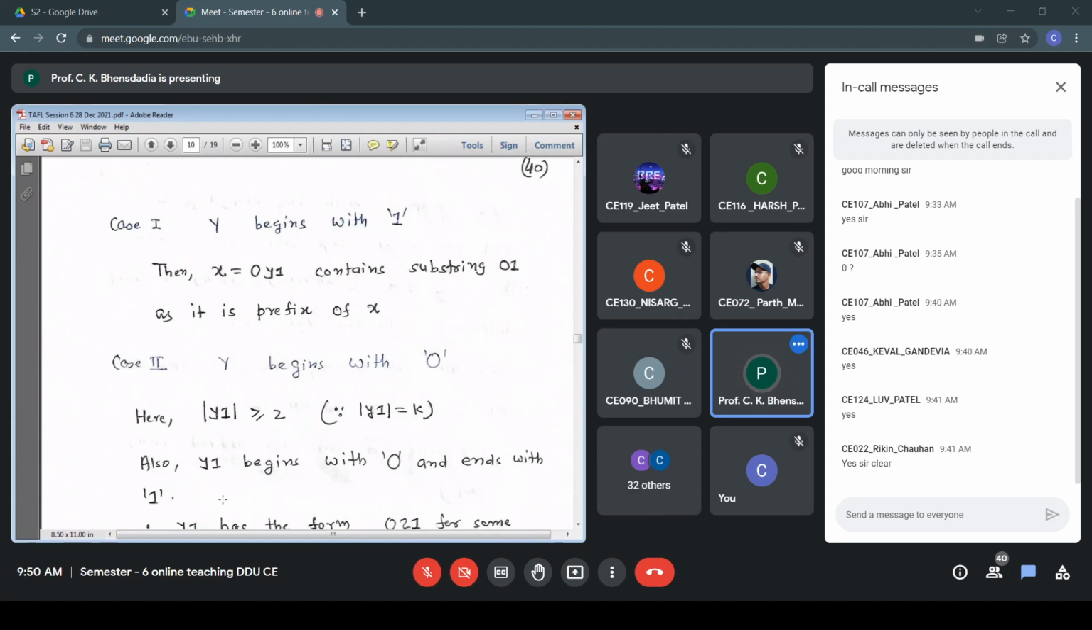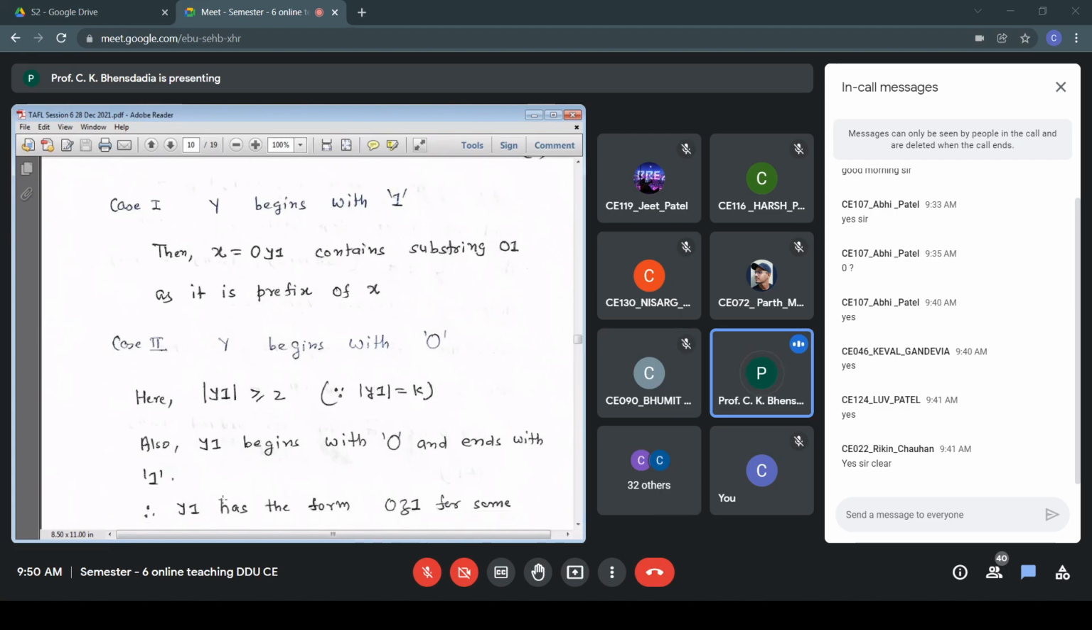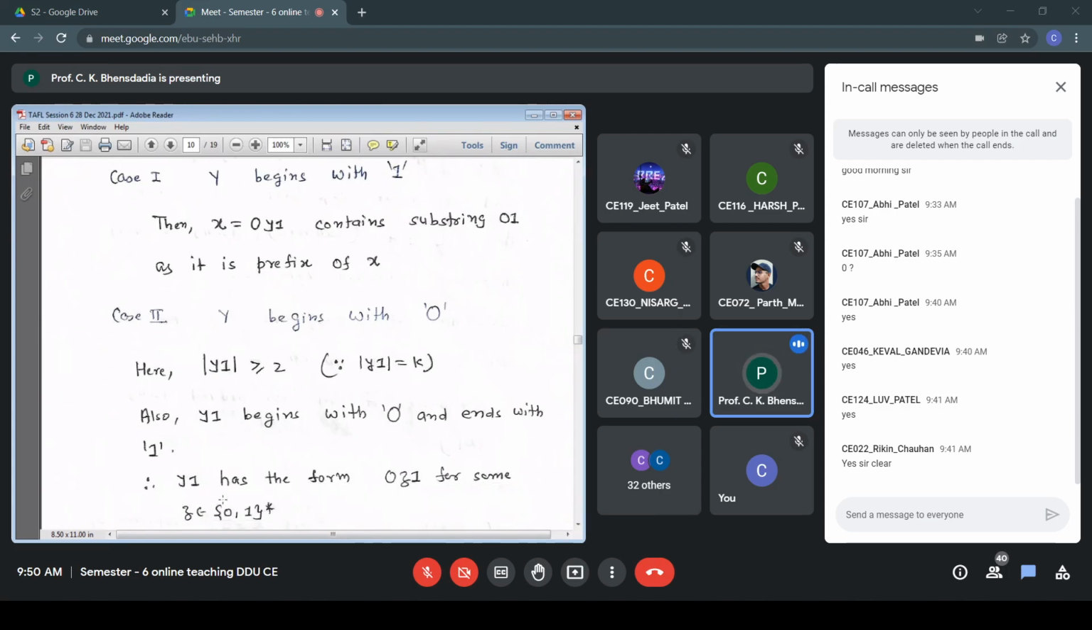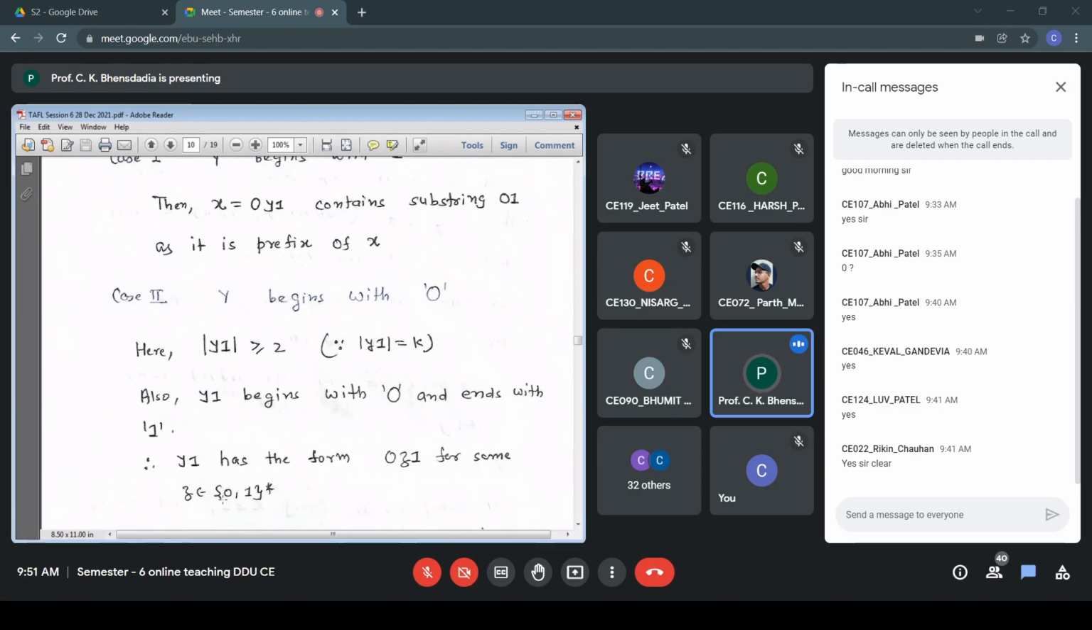Length of y1 is k. It means the structure of y1 is something like this: 0, z1. Length of y1 is at least 2. So I can write y1 as 0, z1, because in this case y begins with 0 and y1 ends with 1. So the structure of y1 is 0, z1 for some z belonging to sigma star, for some z belonging to 0, 1 star.